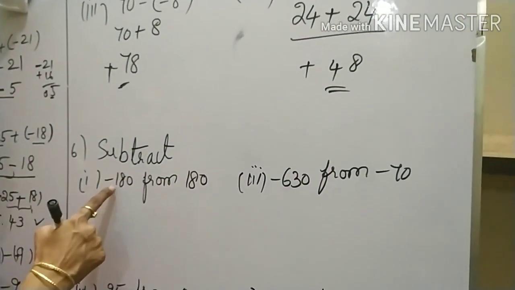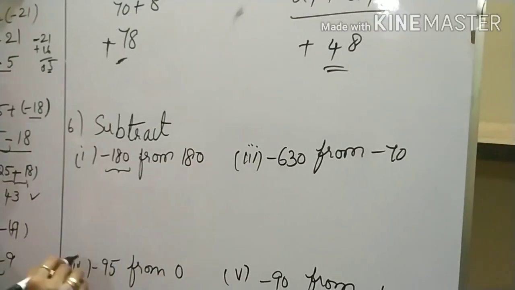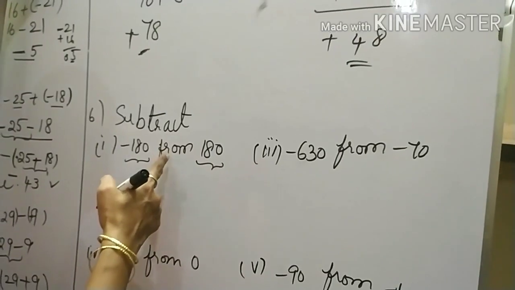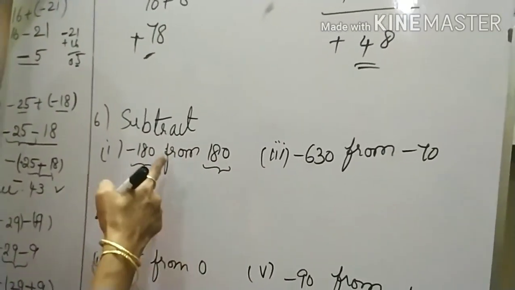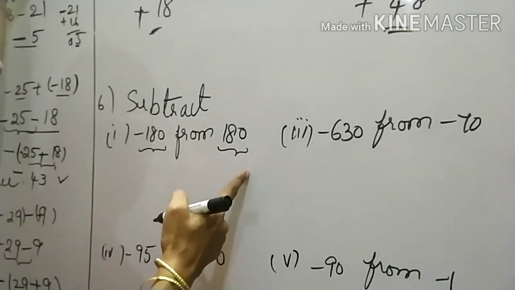Now see subtract. First one, minus 180 from 180. We have to subtract this minus 180 from 180. What does this mean? The first number we have to subtract from the second one. Always understand this one directly.